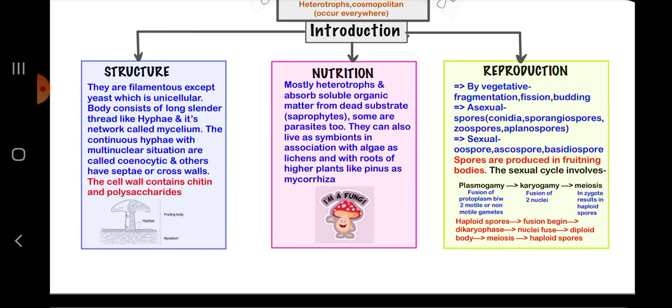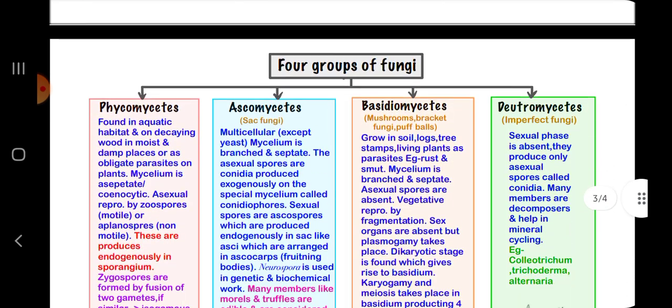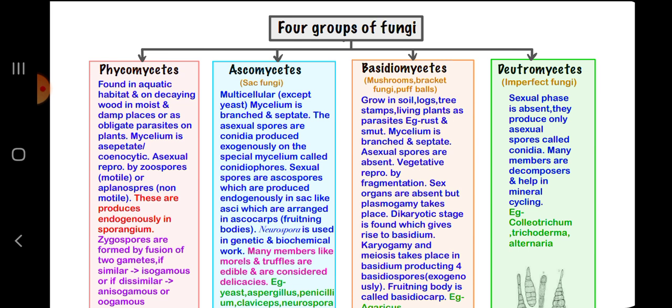The sexual cycle involves plasmogamy, karyogamy and meiosis. Plasmogamy, fusion of protoplasm between two motile or non-motile gametes. Karyogamy, fusion of two nuclei. Meiosis in zygote results in haploid spores. Then four groups of fungi: phycomycetes, ascomycetes, basidiomycetes and deuteromycetes.